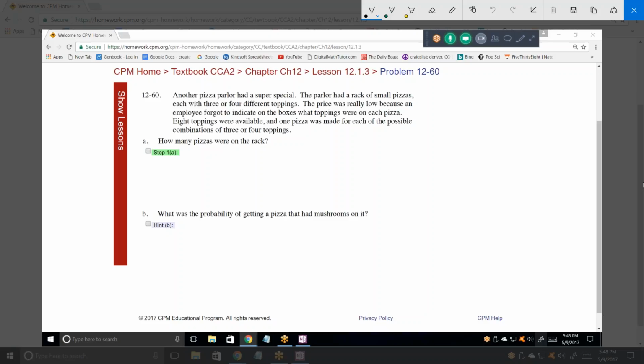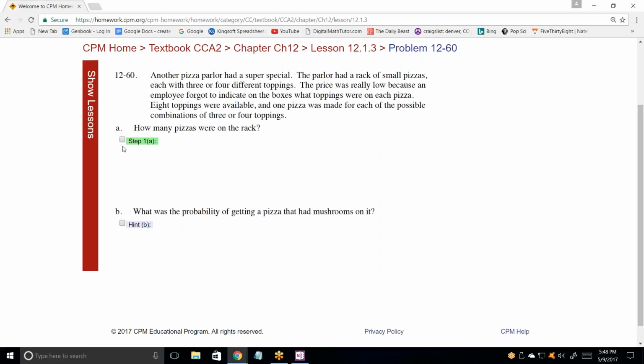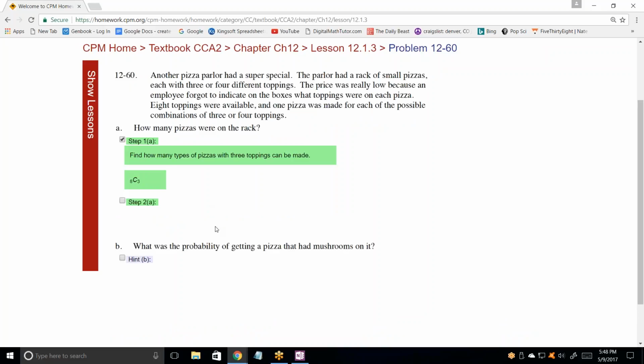How many pizzas were on the rack? Do you have any idea how to do this one? No. Let's click step A and see what they say. Find how many with 3 toppings can be made. Okay. So there is 8 choose 3 types of pizzas that can have 3 toppings. Well, how many is that? 56.